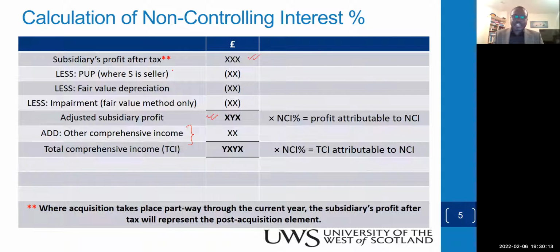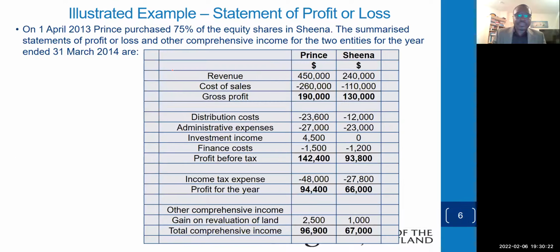So this is typically the main calculation we'll put in. The rest is something we already know, okay? All right, let's move on. So take this typical example. We're talking of 1st April. So like I said, I always look at the dates so that I don't get outwitted. On 1st April, Prince acquired 75% of the equity shares of Sheena, so that's a subsidiary.